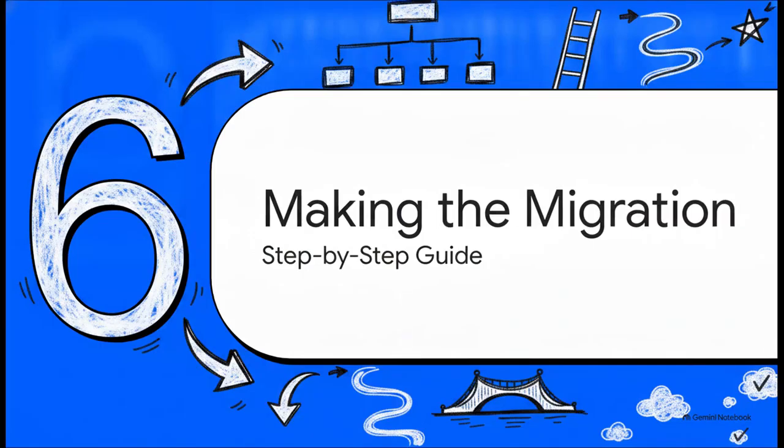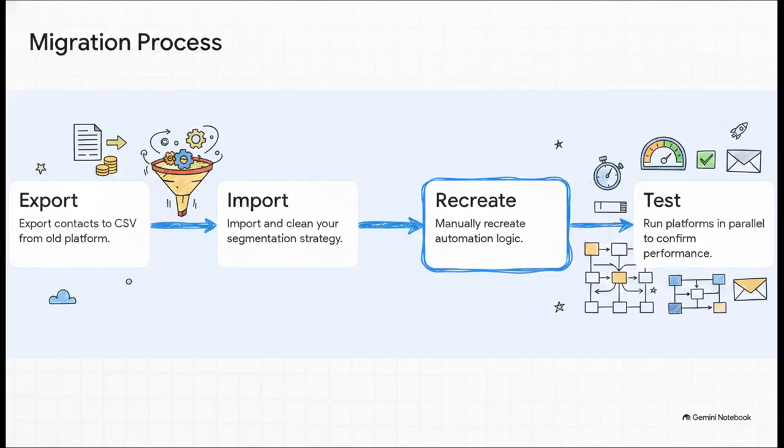All right, let's wrap things up with Section 6, Making the Migration. Here is your actual actionable game plan. While installing Mautic via Docker takes literally under an hour, the migration itself, that is a real project. Step 1 is exporting your contacts to CSV from your old platform. Step 2 is using Mautic's built-in tools to import them, which, by the way, is a fantastic excuse to finally clean up your segmentation strategy. Step 3 is definitely the heavy lift. Your existing automation logic doesn't just magically transfer over, so you have to manually recreate your workflows.